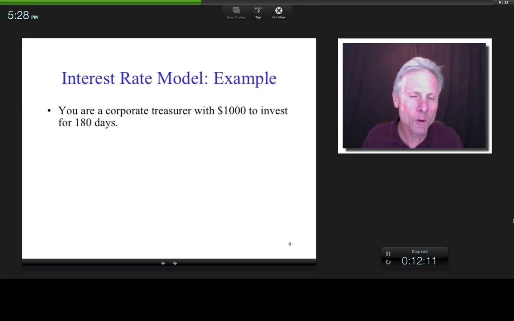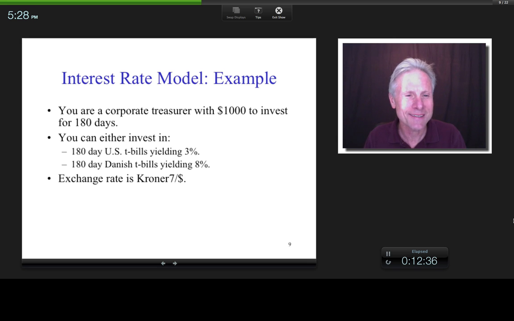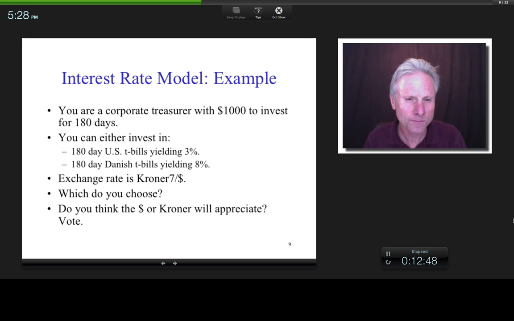So you are a corporate treasurer and you have $1,000 to invest for 180 days. And you've got some choices. You can either invest, say, in a 180-day US T-bill, and let's say that's yielding 3%, or you can invest in a 180-day Danish T-bill, and let's say that's yielding 8%. And imagine the exchange rate today is, say, 7 krona to the dollar. And the question is, which do you choose? By the way, if you look at those rates, before we get into this, do you think that the dollar or the krona will appreciate?